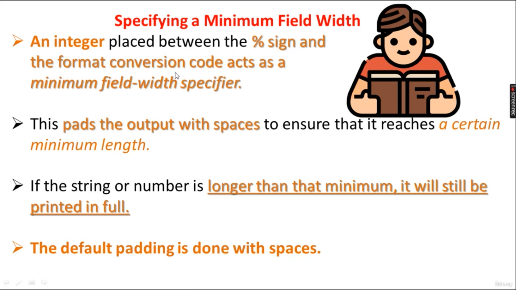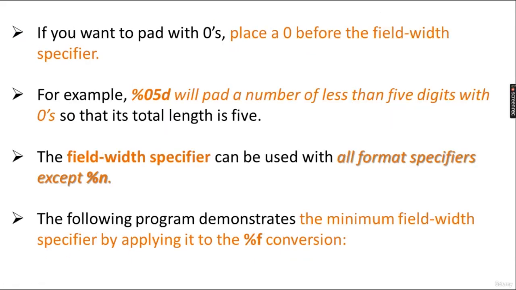So if the minimum number of digits is not available, it will pad spaces at the end. If the string or number is longer than that minimum, it will still be printed in full. Default padding is done with spaces. If you want to pad with 0, place a 0 before the field width specifier, so that 0 will be used instead of spaces.